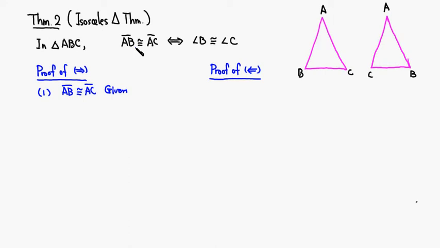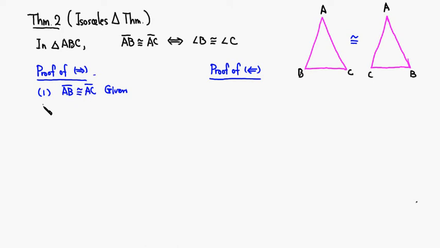Alright, so here's the trick. We want to establish the congruence between triangle ABC and triangle ACB. It's essentially the same triangle, but we flip B and C. So we want to establish the congruence between those two. What's given is, let's do a proof of implication this way. Assume that segment AB is congruent to segment AC.